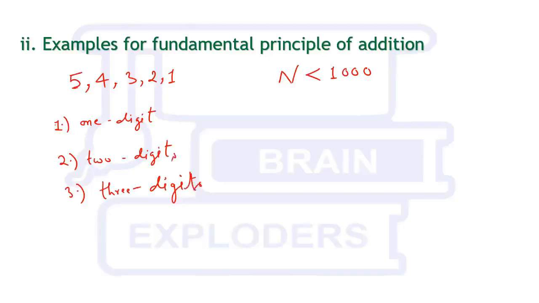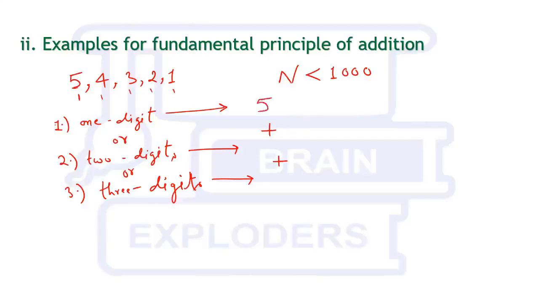So we will find all the 1-digit numbers which can be formed using these digits. Then we will find all the 2-digit numbers which can be formed using these digits, and all the 3-digit numbers, and then we will have to add, because here OR is used: 1-digit number or 2-digit or 3-digit number. So how many 1-digit numbers can be formed? There are only 1, 2, 3, 4, 5, five possibilities, because these are the digits which are given.